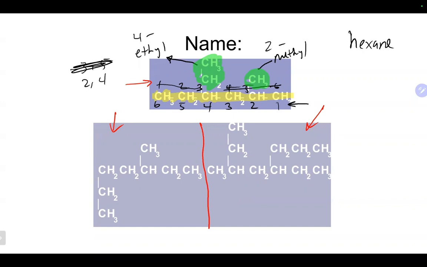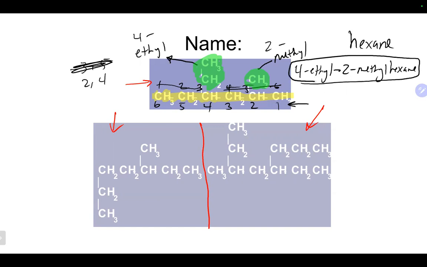And now we got really all the parts here. We just need to put it in alphabetical order, regardless of the number. So ethyl is going to come first here. So this guy here would be 4-ethyl dash 2-methylhexane. Any questions on that there?